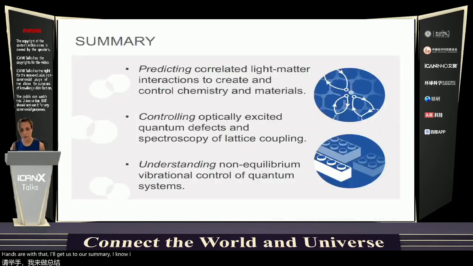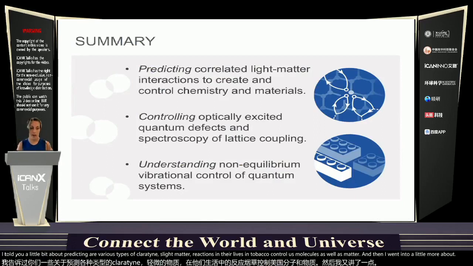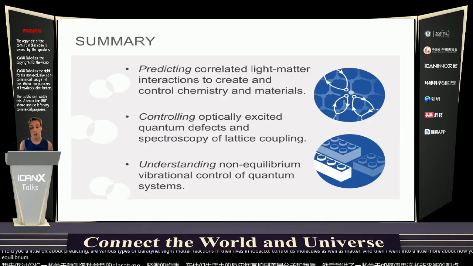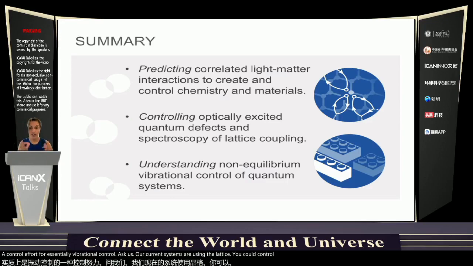I know I'm nearly out of time here. I told you a little bit about predicting various types of polaritons, light matter interactions, and they allow you to think about control of molecules as well as matter. And then I went into a little more about how you could actually use some of these same ideas from non-equilibrium control for essentially vibrational control of quantum systems. So using the lattice, you could control various other orders in the system.